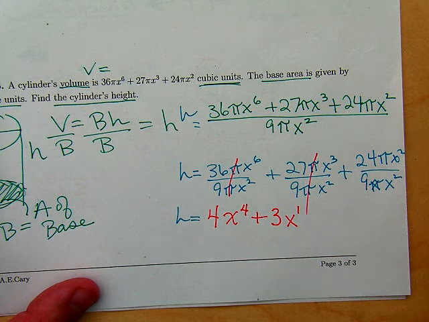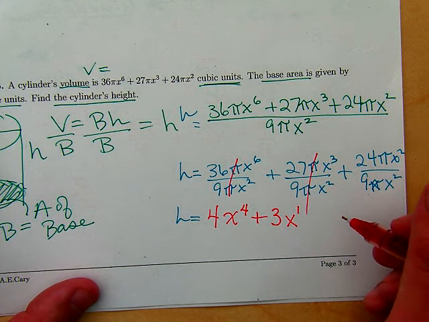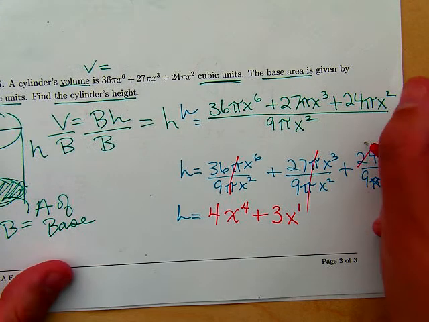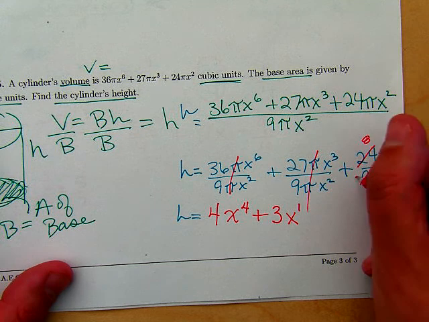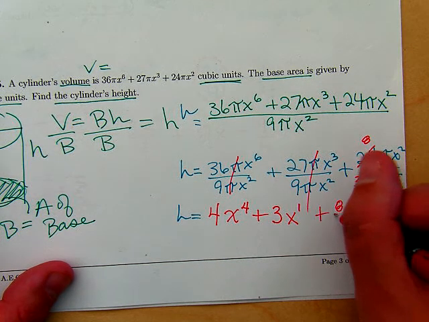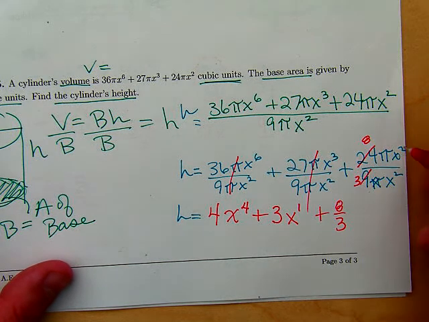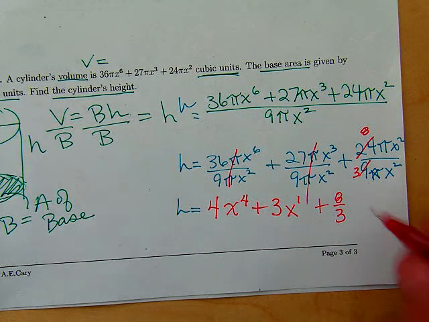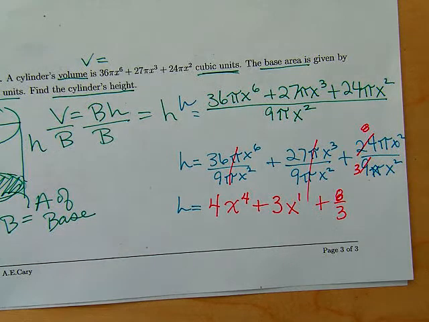And then what about here? 9 into 24. Can that reduce? 9 does not go evenly into 24, but what number goes into 9 and 24 evenly? 3. 3 goes into 24 8 times. 3 goes into 9 3 times. So we get 8 thirds as the reduced fraction. And then what about our x squareds and our pi's? They cancel, because anything divided by itself, x squared divided by x squared, is 1. So that's a really funny looking 8, but I'll fix it. So our last term would be 8 thirds. Any questions on that?